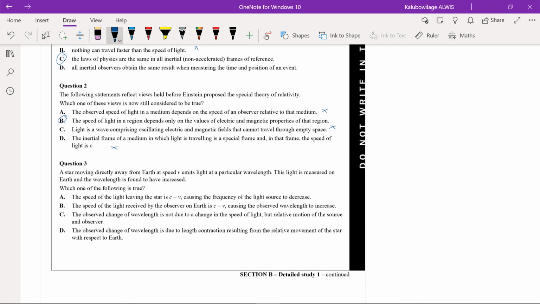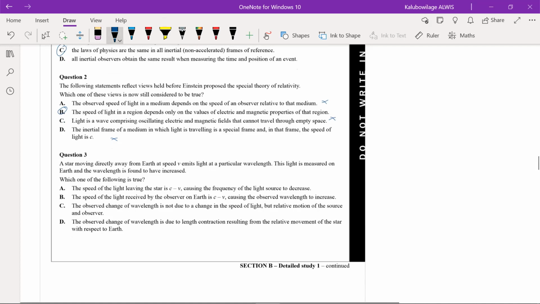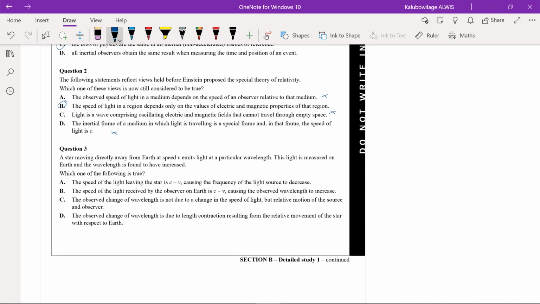So it's not the speed of light changing. Is the observed change of the wavelength due to length contraction resulting from the motion with respect to the Earth, or is the change of wavelength not due to a change in speed of light, but a relative motion of the source and the observer? So the star is the thing that's moving. It will be about the wavelength relative to the motion of the star and the Earth.